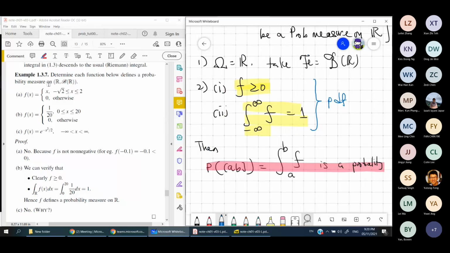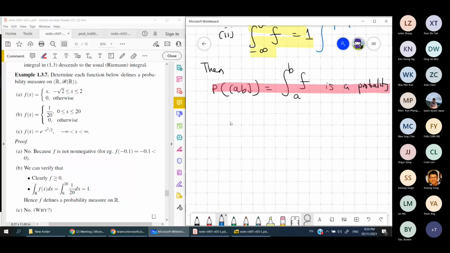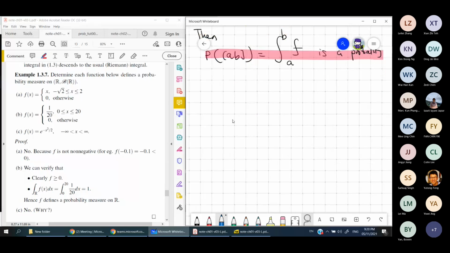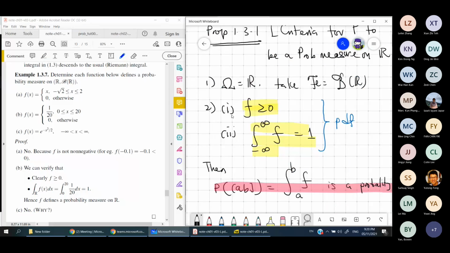Determine whether each of the functions below defines a probability measure on R. So A, B, C. Which one can define a probability measure? A, yes or no? It's actually not difficult, like I said, you just need to verify 1 and 2 here. So I can give you the answer. This is no, this is yes, this is no. So what is the reason?